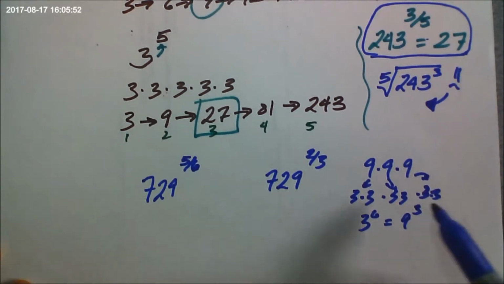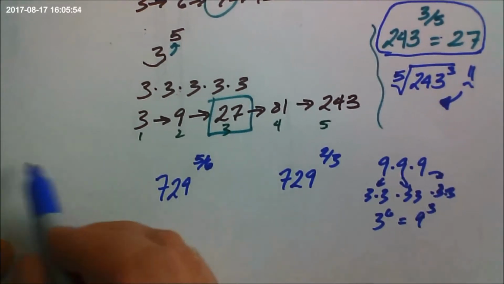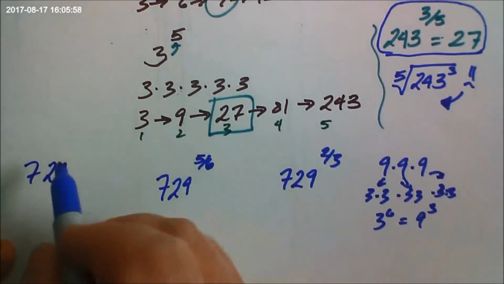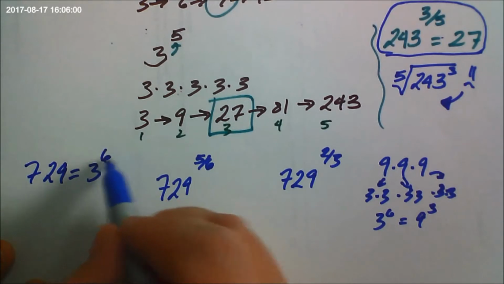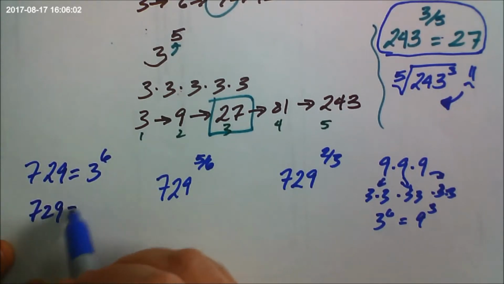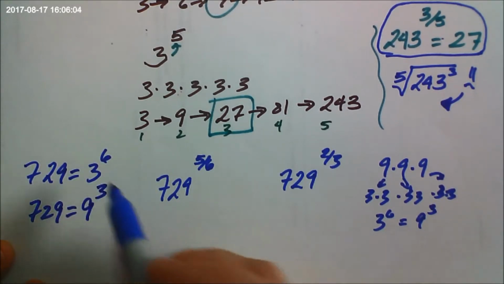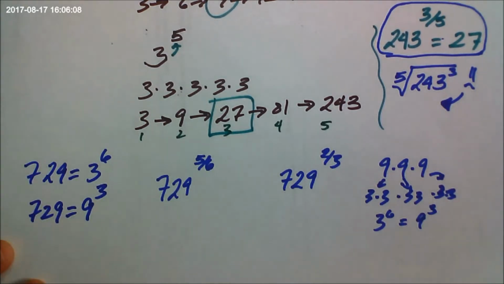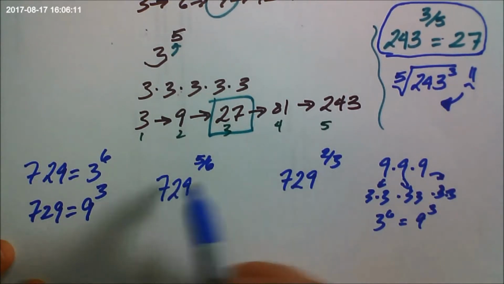Anyway, without getting into that too much, here's the basic fact. If we know this fact, these are easy to handle. 729 equals 3 to the 6th, and 729 is also equal to 9 to the 3rd. Those are true. If you don't understand how to manipulate the two, it doesn't really matter, but we can answer these two questions really easily.